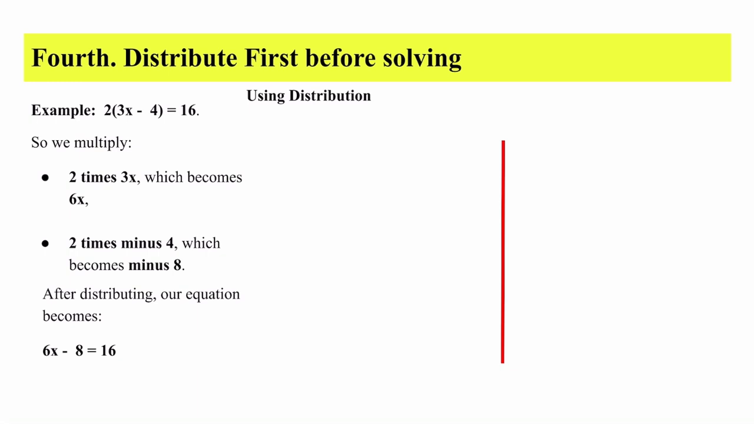Now we want to get the x term by itself. Add 8 to both sides of the equation to undo the minus 8. This gives 6x = 24. Now divide both sides by 6 to undo the multiplication. That gives x equals 24 divided by 6, which is 4. So the solution to the equation is x = 4.